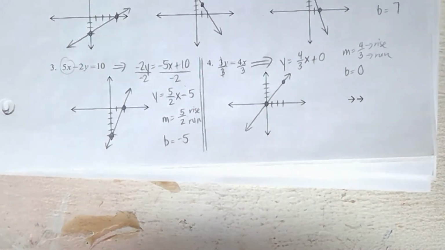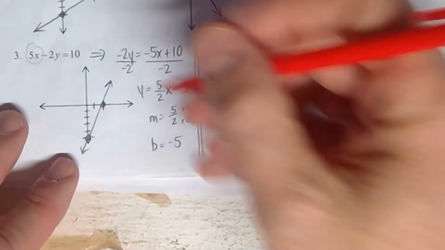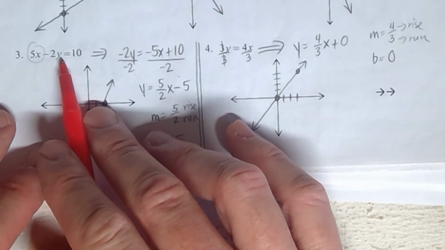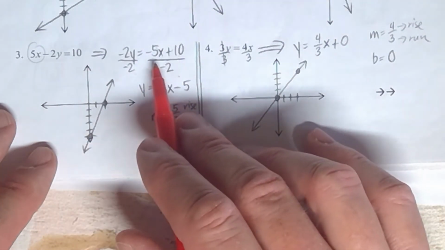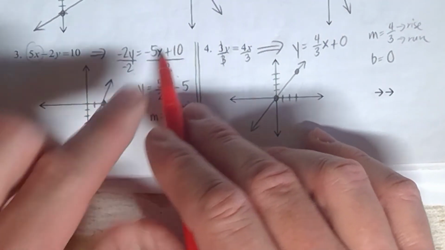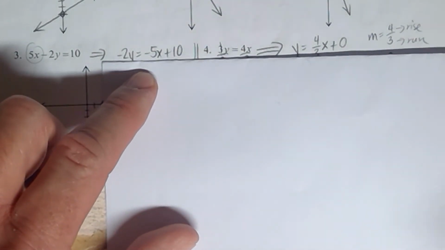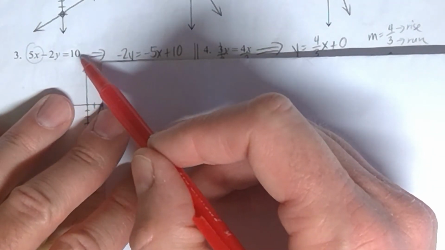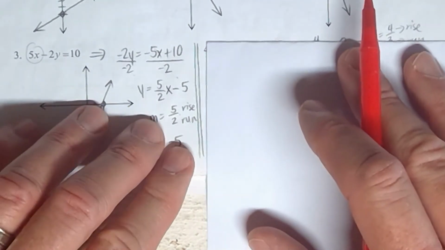Okay, let's take a look at number 3 here. Again, we need to get what? We need to get the variable term, which is negative 2y, on the opposite side of where the other two terms are. That's why I subtracted the 5x over. So we ended up with negative 2y equal to negative 5x plus 10 by subtracting over the 5x here. I then need to divide out the negative 2 to get the y by itself.